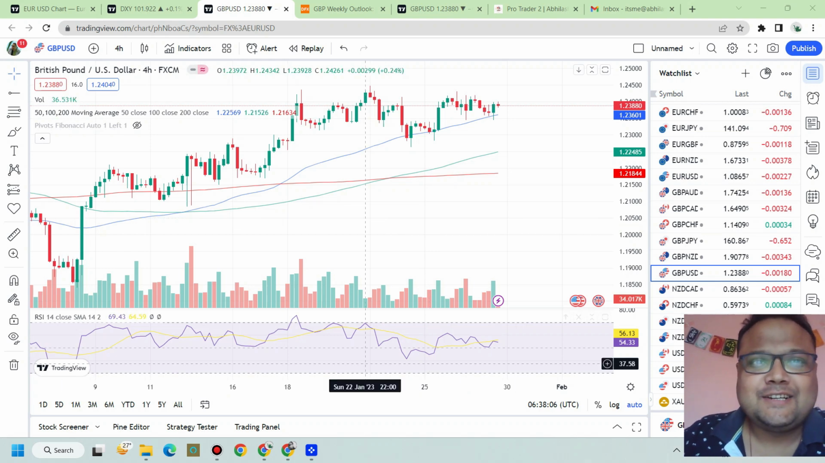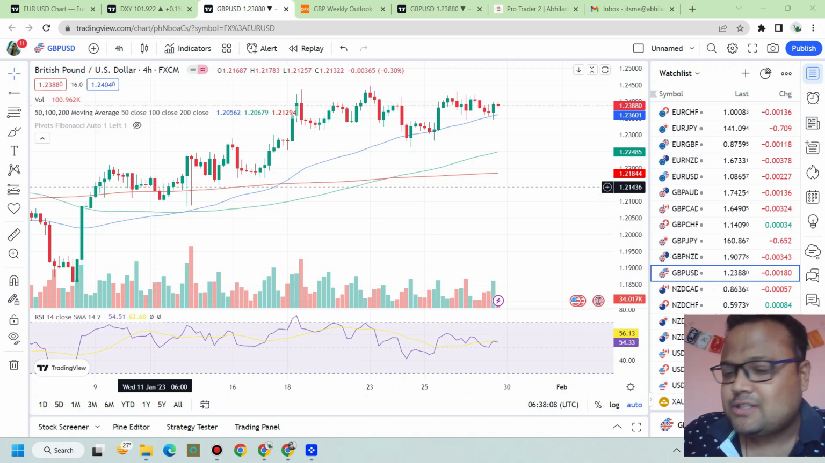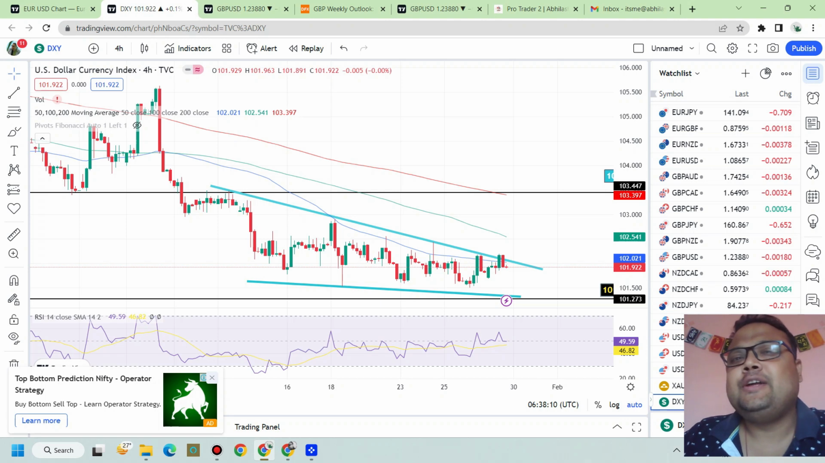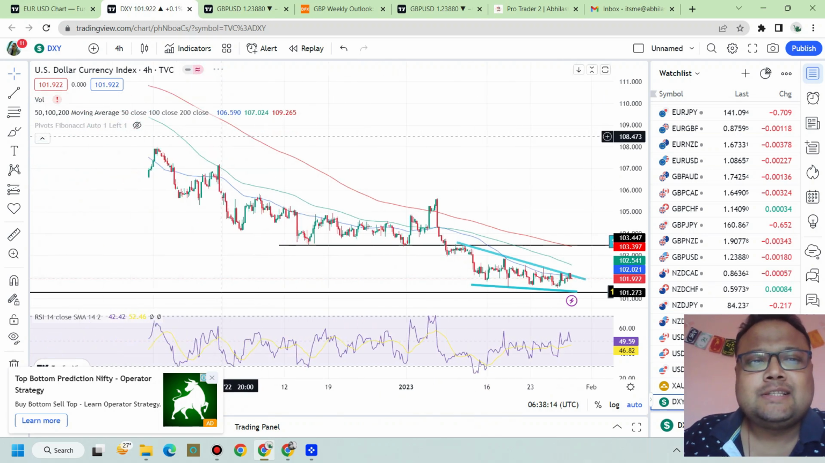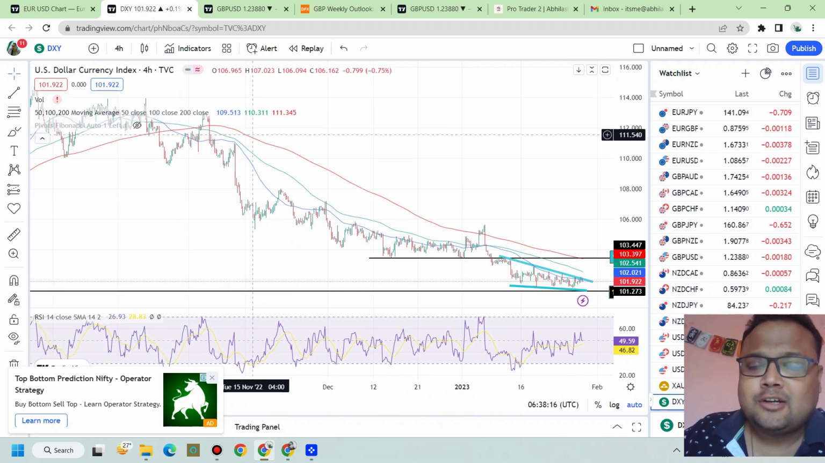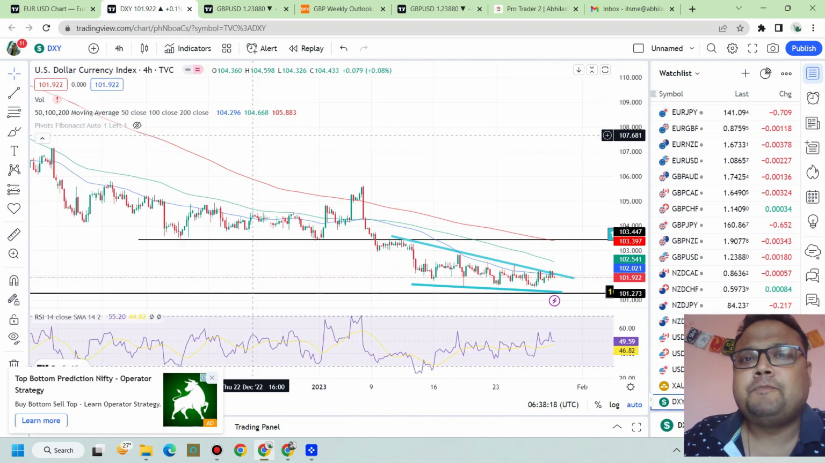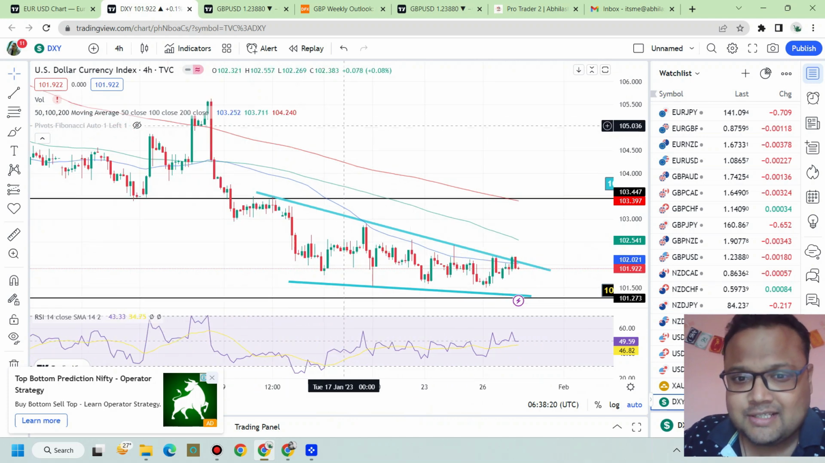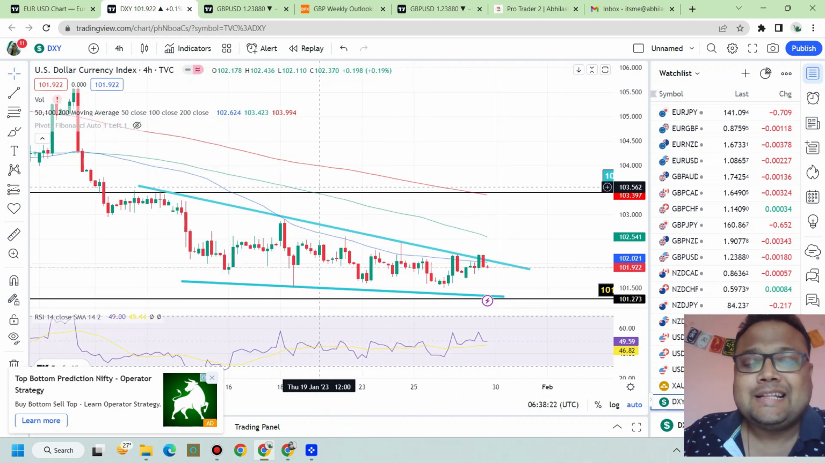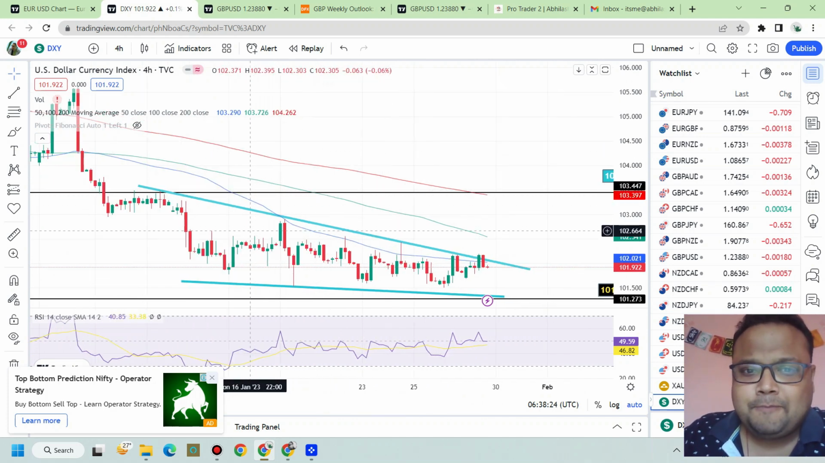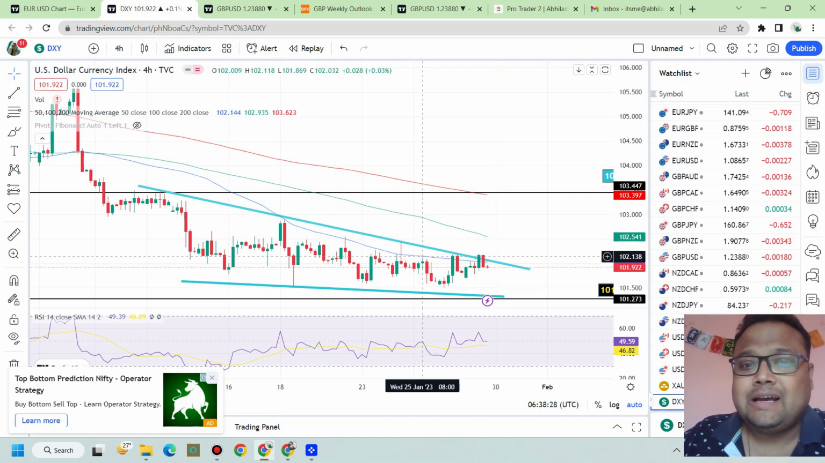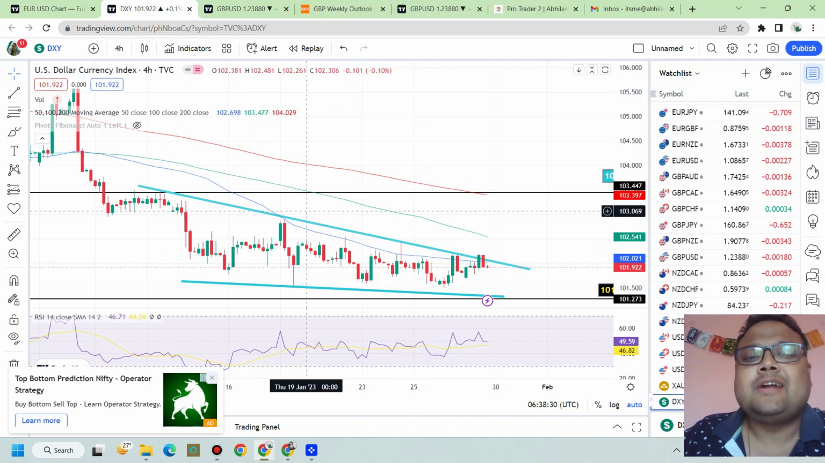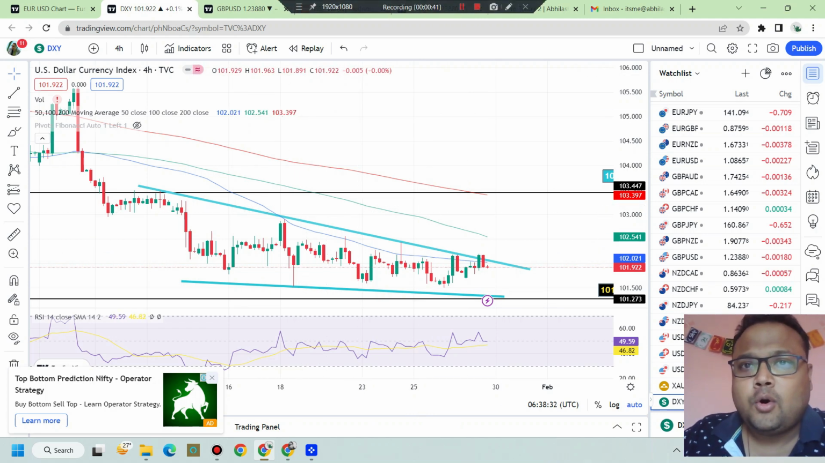So let's get started. My dear friends, first of all, let's have a look at the chart of DXY, the US dollar currency index. As we all know, DXY is in a downtrend. DXY has been under the dominance of sellers for the last couple of days, weeks and months. But right now, we can see that DXY is trying to take support around 101.50. DXY is trying to hold the mark.